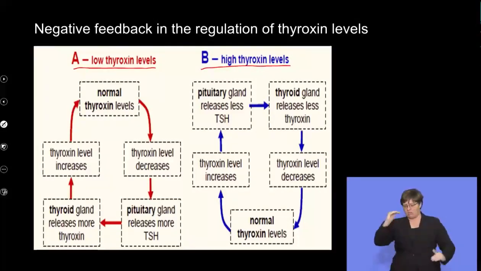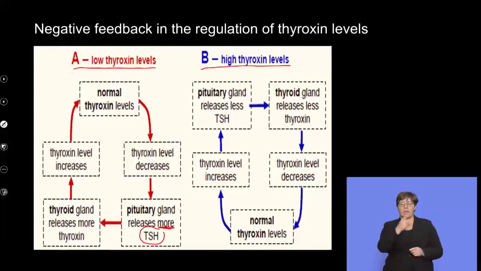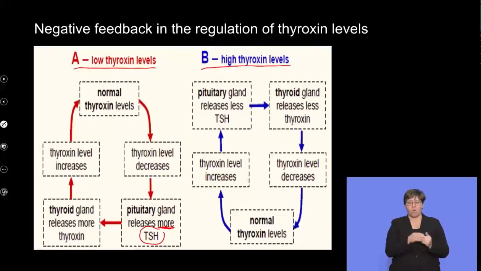Then the pituitary gland will secrete more. It's key to say more thyroid stimulating hormone. So where does it go? It goes to the thyroid gland. Then more thyroxine will be secreted. Then the thyroxine level will come back to normal because it was low.